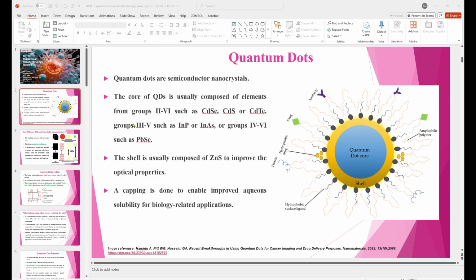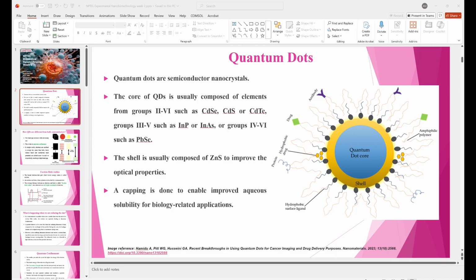The average distance between an electron and hole is called the exciton Bohr radius. So the average distance between this electron and this hole, this is known as the exciton Bohr radius, also referred to as the de Broglie wavelength of the electron. So what is happening when we are reducing the size? In a semiconductor crystallite whose size is smaller than twice the size of its exciton Bohr radius, the excitons are squeezed, leading to quantum confinement.